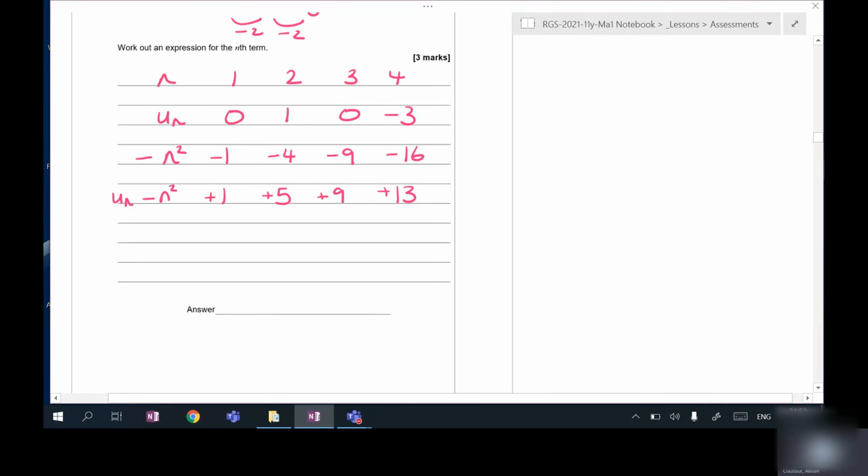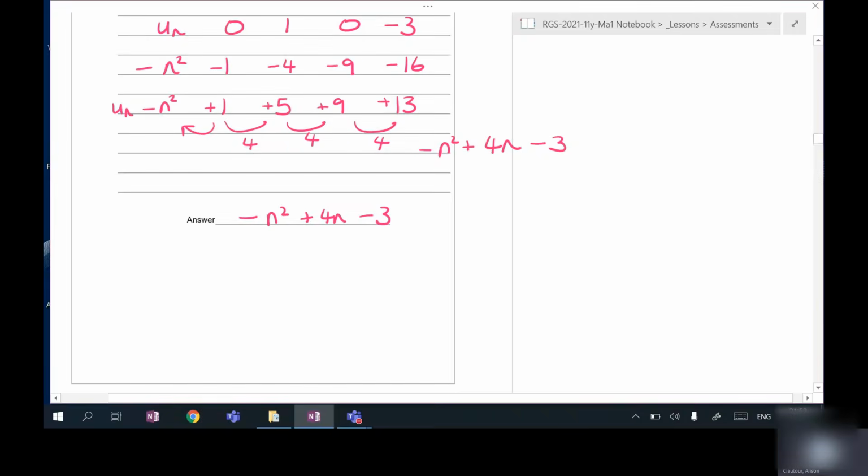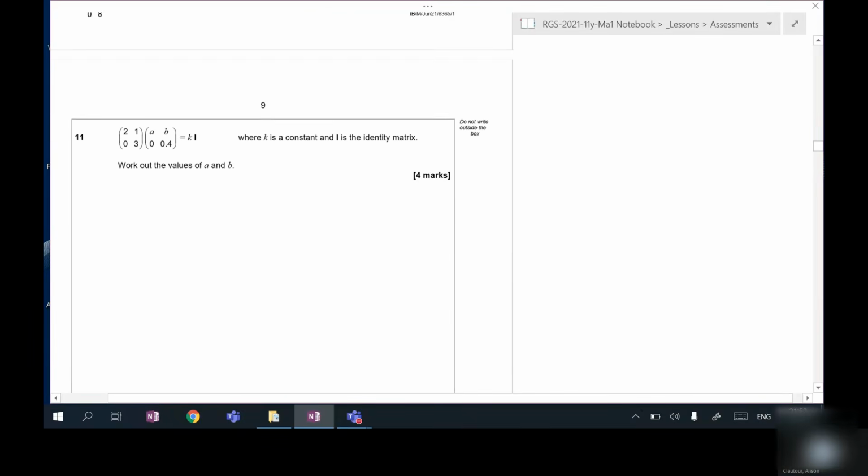Okay, and then when you've done that, this is what we've got left to add on. So you just want to make this a sequence in itself. So it's adding 4 each time. So thinking just about linear sequences, because my difference is 4, that's going to give me 4n. Go back to the previous term. So 1 take away 4 is minus 3. Okay, so your sequence is minus n squared plus 4n minus 3. Again, no difference to GCSE.